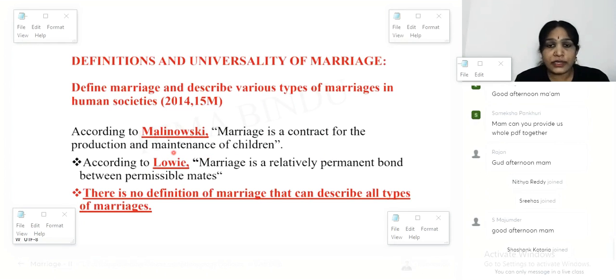any definition you take need not include all the types of marriages, because we have very unusual forms of marriage also. We have some concepts like ghost marriage, or posthumous marriage. Posthumous marriage means a dead person will be married. Or people marry a plant or an animal, but of course, those are for some religious beliefs.